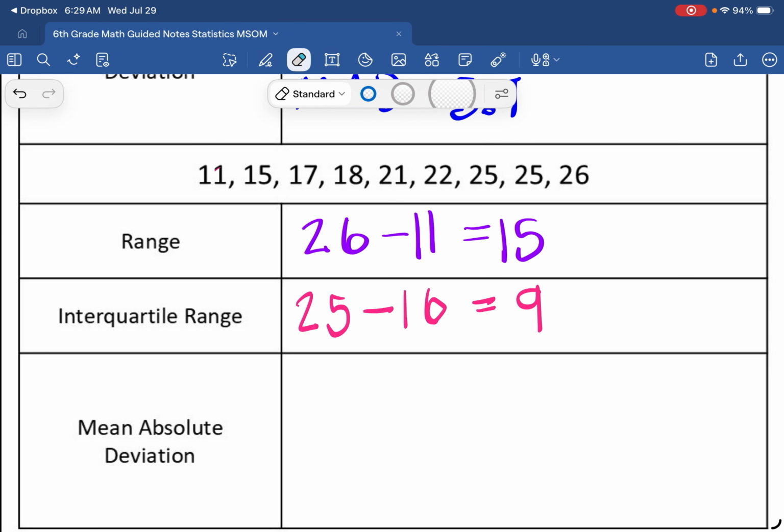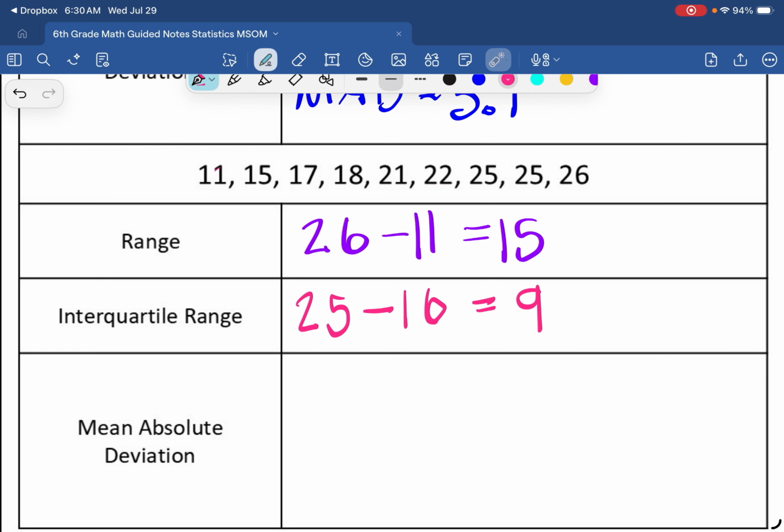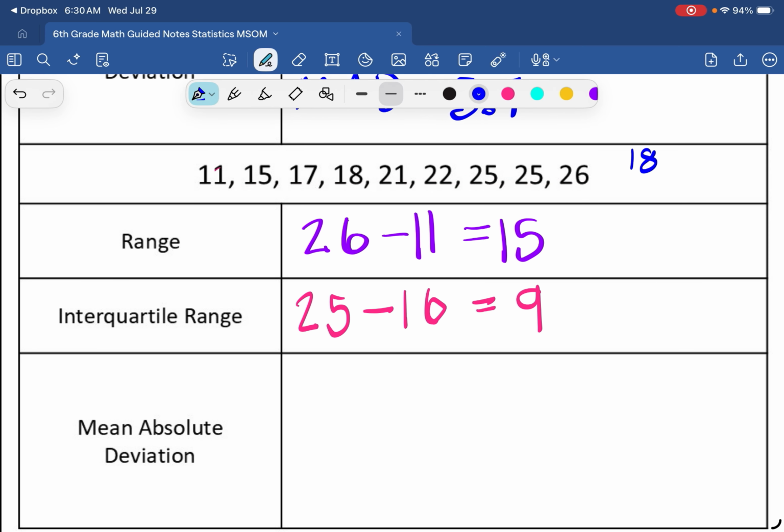So my mean is the sum of all of these data points divided by the number of data points. If I sum up all of those data points, I get 180, and there's 9 data points, so I'm going to divide by 9, and 180 divided by 9 will give me 20. So that is the mean.